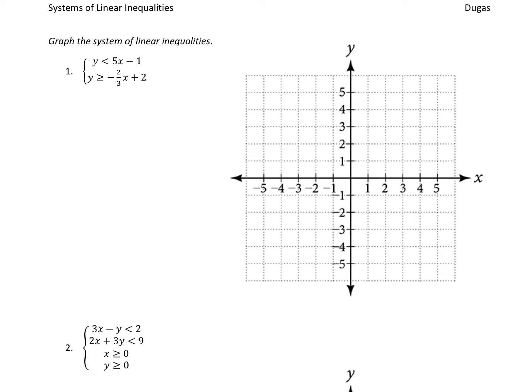And so for the first one, we have two inequalities that we want to consider simultaneously. We have y is less than 5x minus 1, and we have y is greater than or equal to negative 2/3 x plus 2. So just for ease, I'm going to color coordinate these. The first one, inequality 1, I'll do in red. And then the second one, inequality 2, I will do in blue. We're going to graph both of these on the same plane and then shade and see where they intersect or overlap.